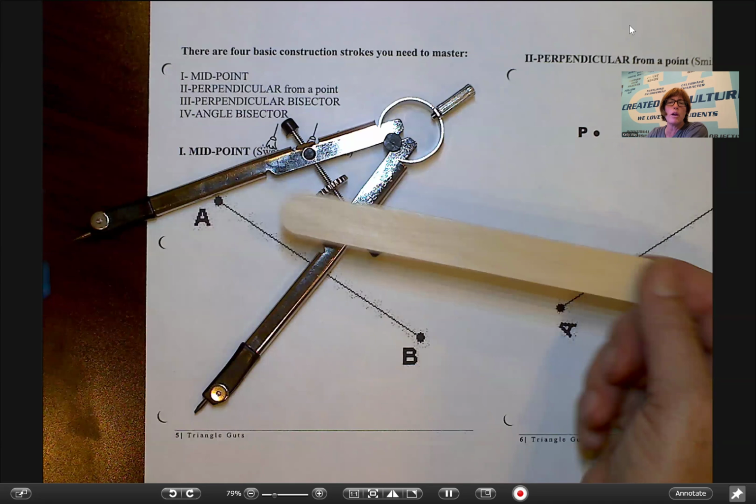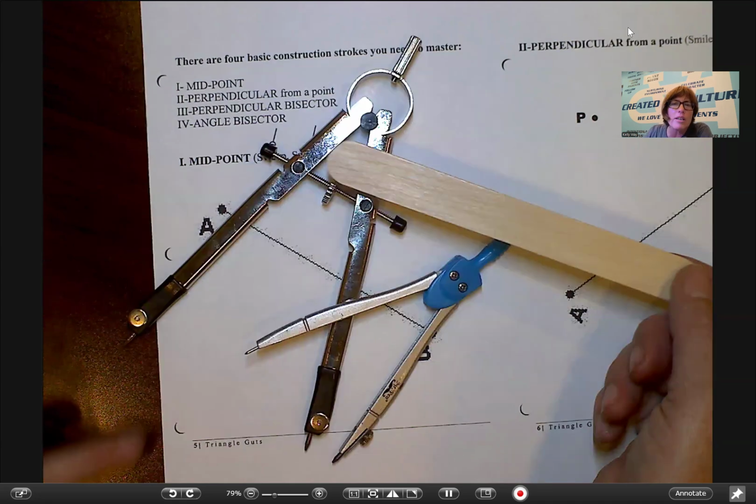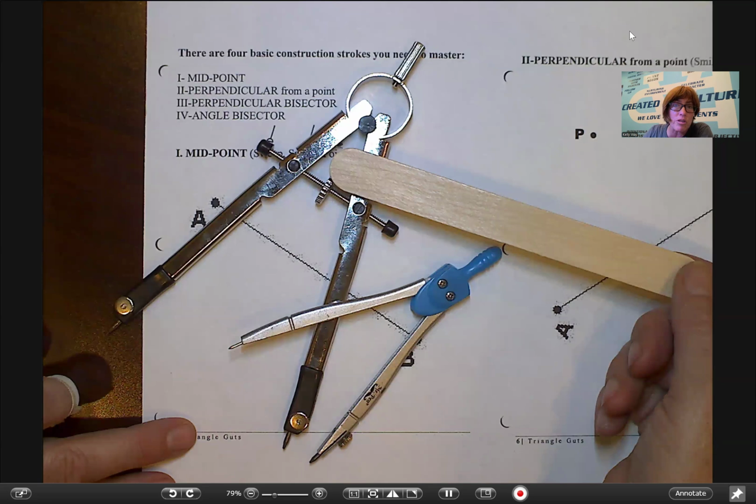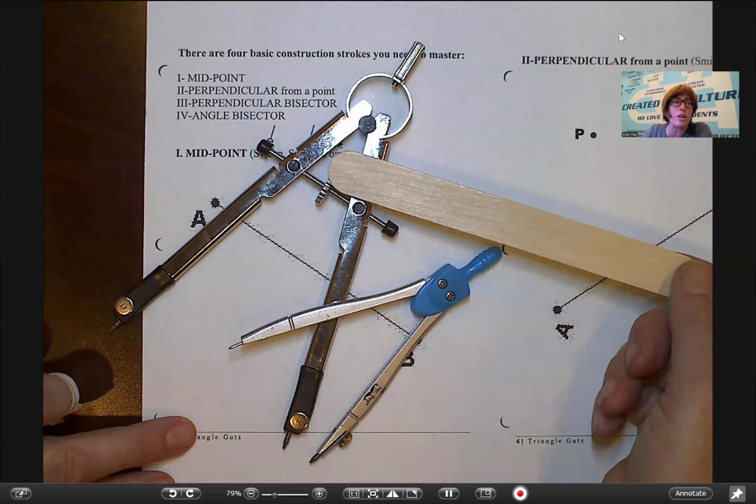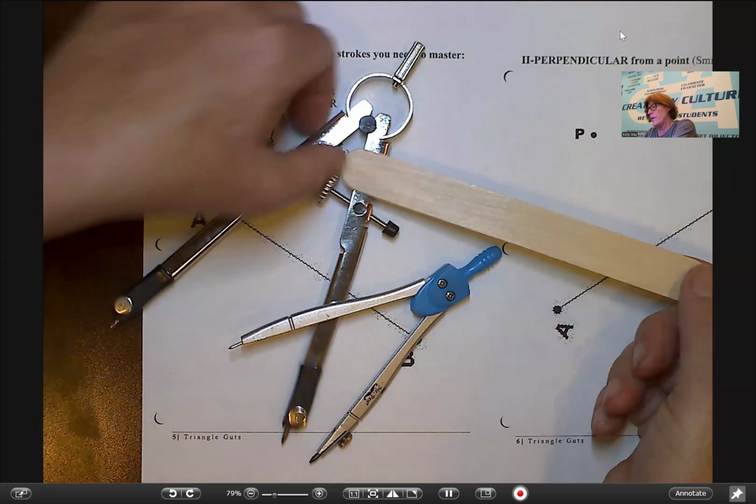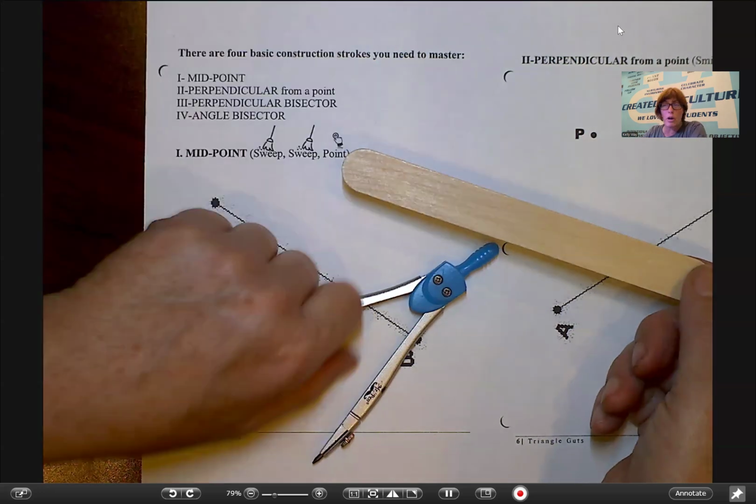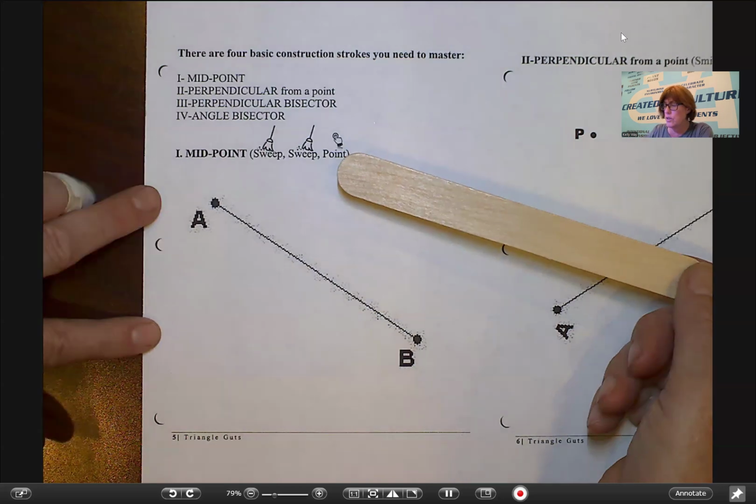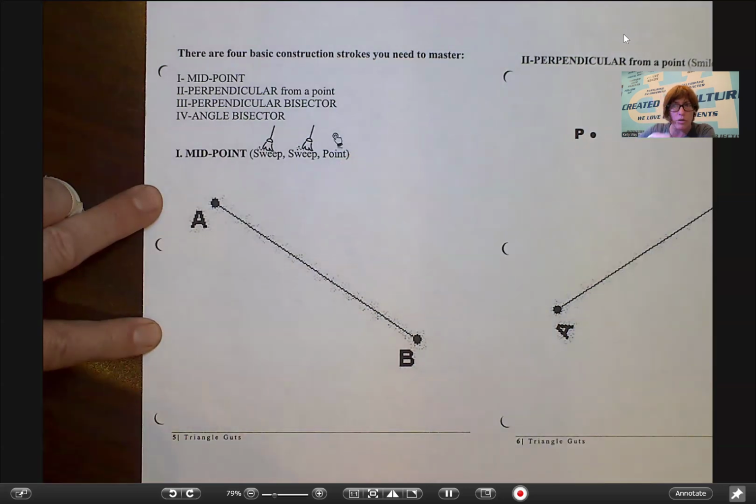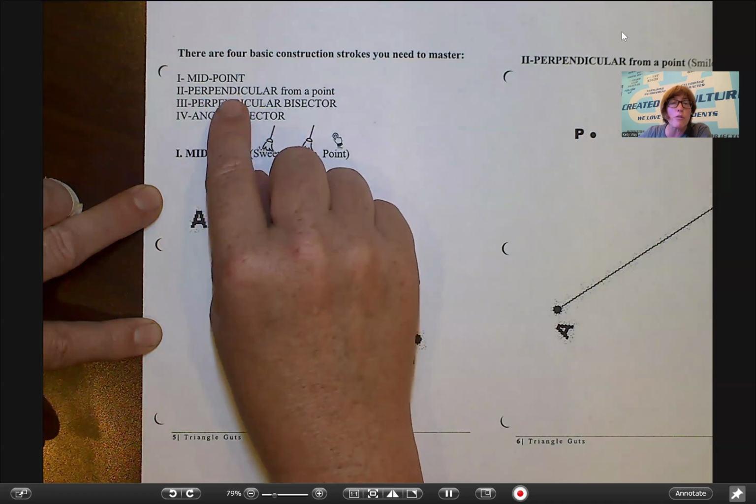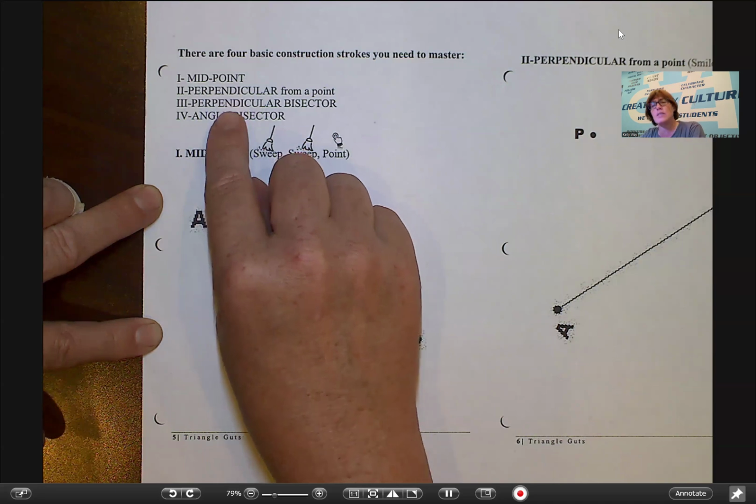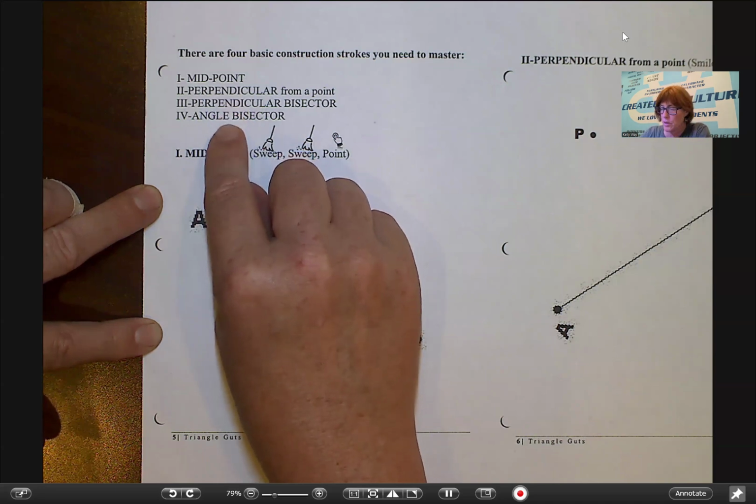A compass and a straight edge of some variation has been used for thousands of years to draw extremely accurate and precise diagrams, long before the invention of any kind of ruler or tape measure or protractor. We're going to be doing 4 basic stroke constructions, and then 4 triangle centers. The first ones are a midpoint, a perpendicular from a point, a perpendicular bisector, and an angle bisector.